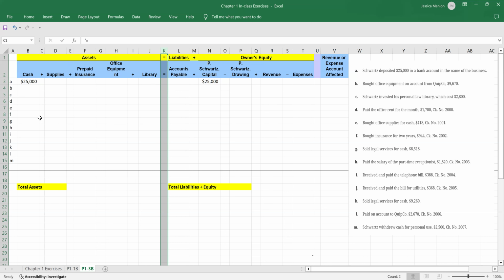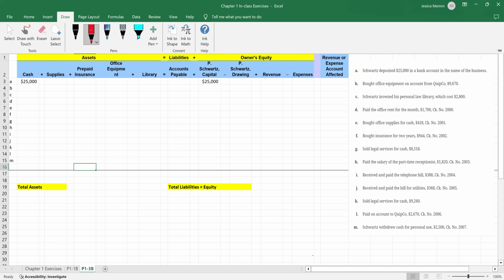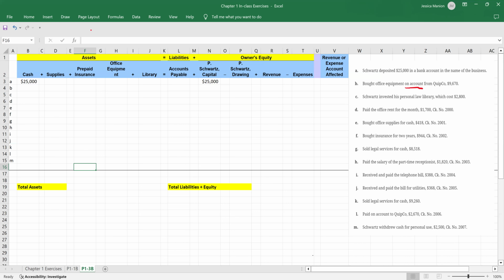Letter B, bought office equipment on account from Quipco. Remember that on account means that we did not pay cash. We created a debt, which is our liabilities. So office equipment is going up 9,670, but also now we owe that money, so liabilities is going up 9,670. That's what we would look like for letter B.